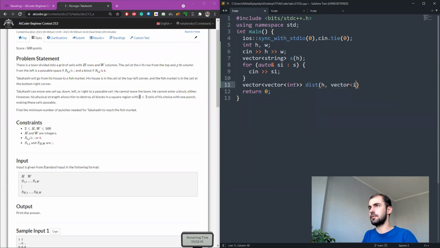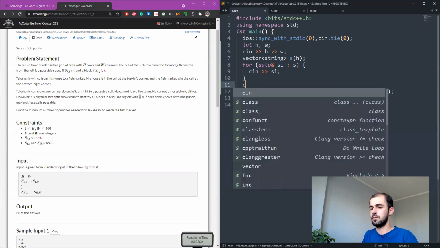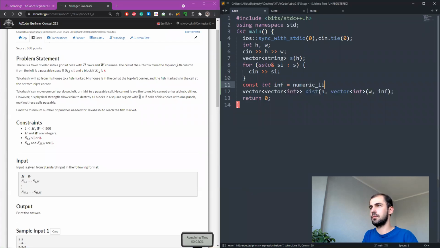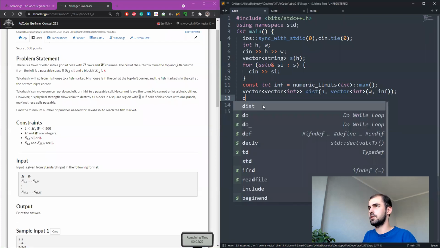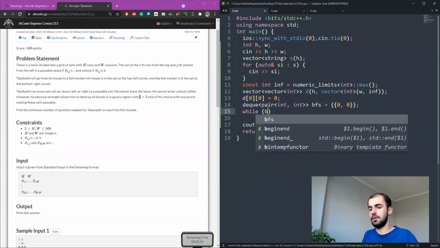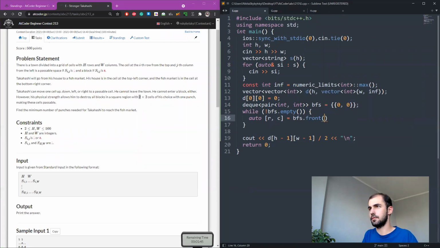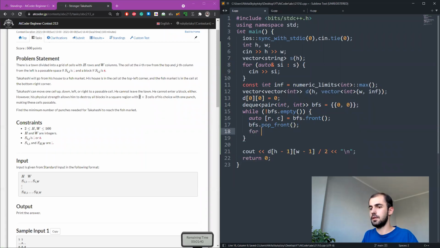So we'll need a distance that is originally infinite. Let's say just d. d of 0, 0 is equal to 0. And we want to print d of height minus 1, width minus 1 over 2. Over 2 because I will compute distance in half steps. Also, I will need the BFS. So it starts with 0, 0. Then while BFS is not empty, I take row, column from BFS, I remove it.